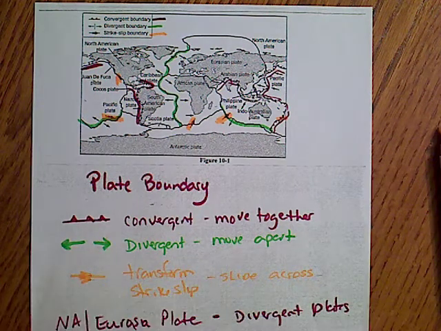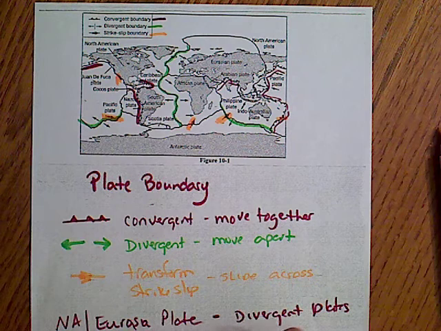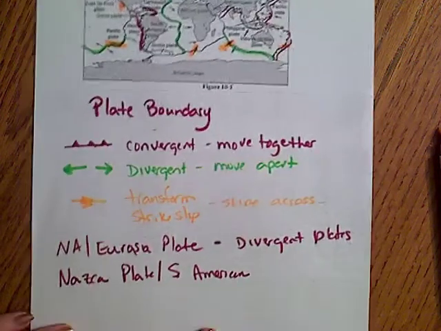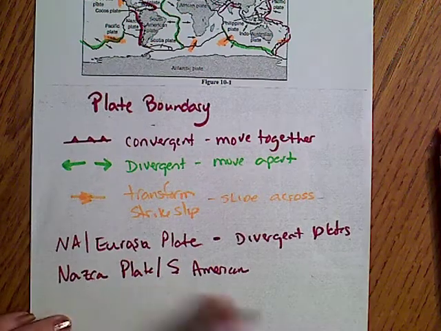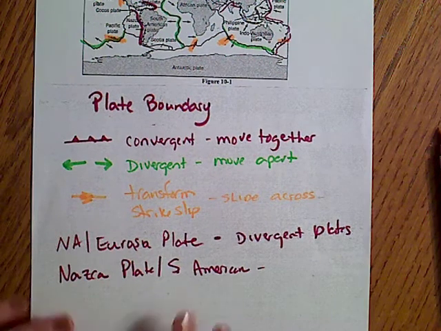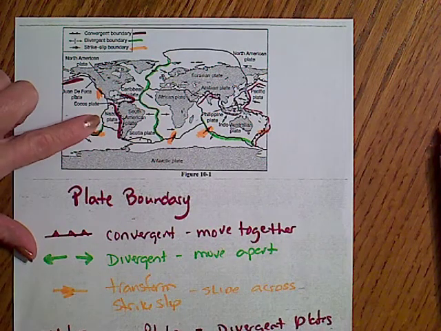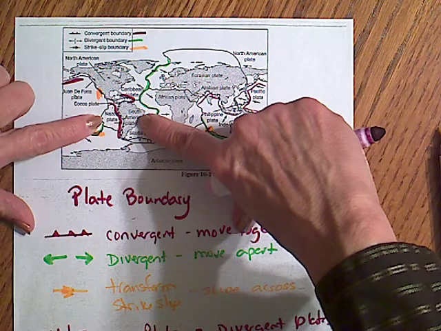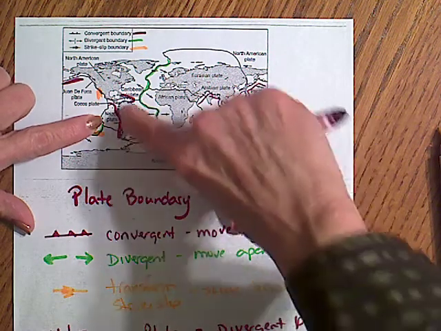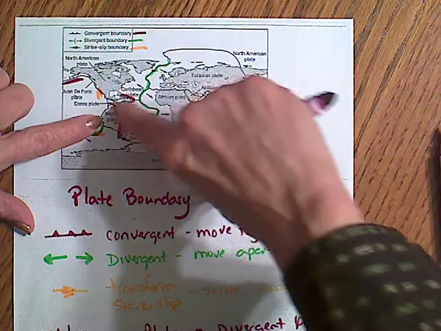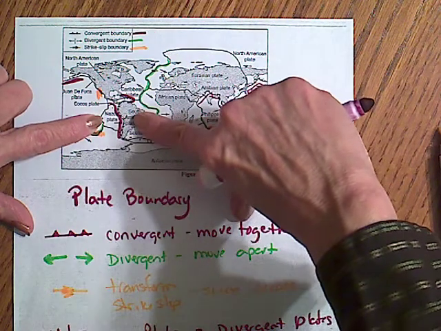Now let's take another look, and let's look at our Nazca plate and our South American plate. Okay, so let's look at our Nazca plate and our South American plate and see what we have going there. So let's pull this back down here. This right here is our Nazca plate, and this is our South American plate. So look here, I colored this in purple, and that matches up with our convergent boundaries.